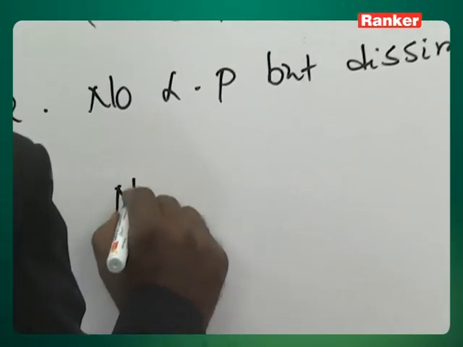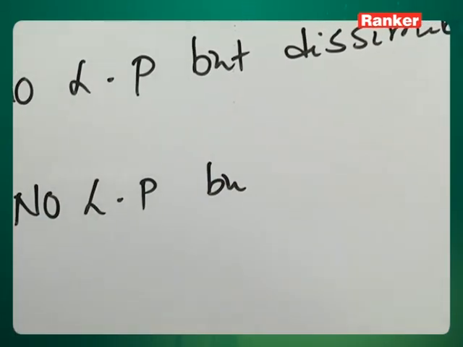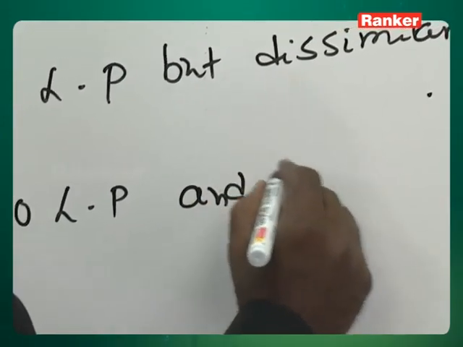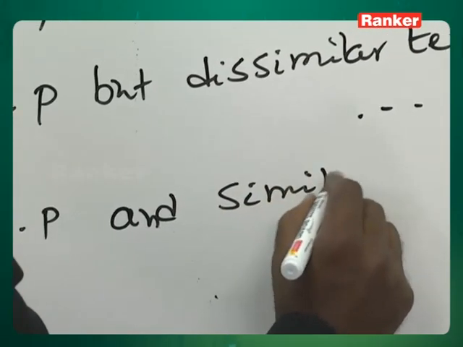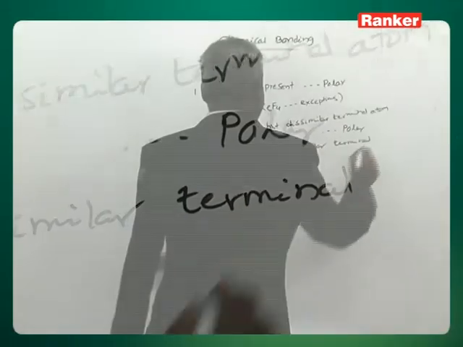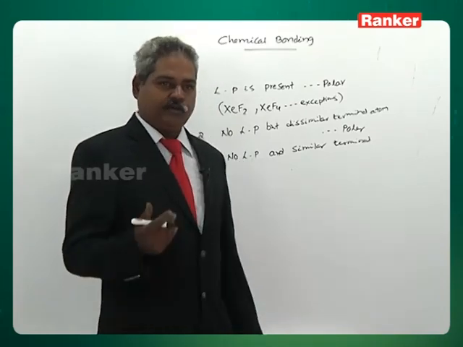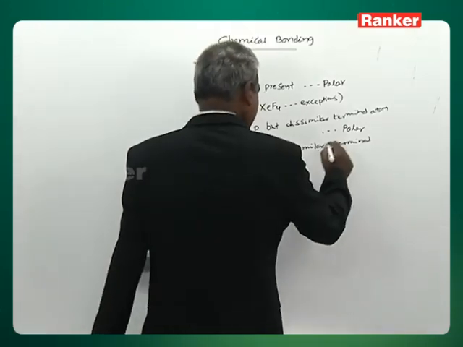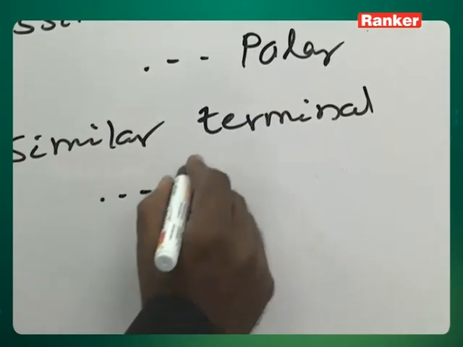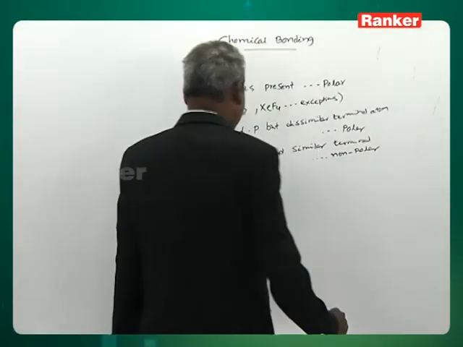Third case: no lone pair and similar terminal atoms. All atoms are similar. Cl2, both chlorines are similar. P4, all of them are similar. No lone pair and similar terminal atoms. Then this is non-polar.